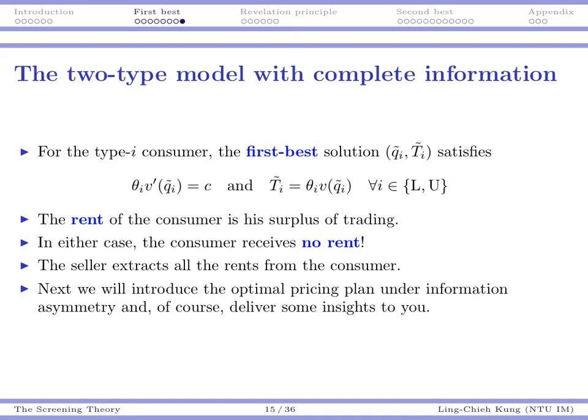So with complete information, we know how to solve that problem, and we can see the seller is really happy because the seller earns everything from the consumer. Just like the very simple example where all the triangular part goes to the manufacturer, right? So later we will tell you what's going to happen when there is information asymmetry, how to solve that problem, and try to deliver some insights to you. Thank you.